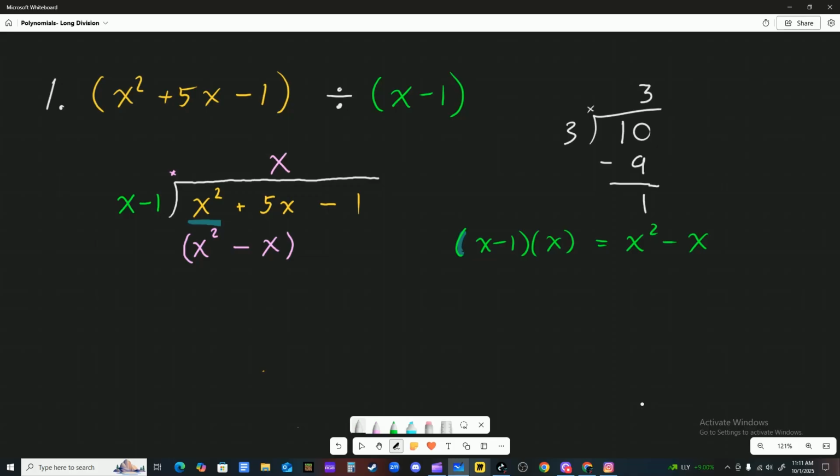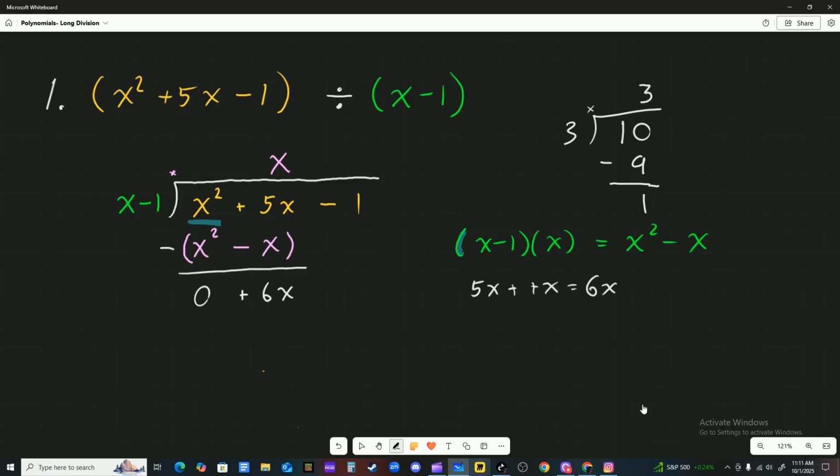Now I have to subtract. Just like in normal long division, we have to subtract with polynomial long division. x squared minus x squared is 0. 5x minus a negative x actually gives me 6x, because when you have two negatives next to each other, they turn to plus. So here I have a plus 6x. Keep in mind the order of how I'm stacking it. Look how they're stacked. This is key for clarity and to follow the work you're doing. Please keep them stacked neatly.